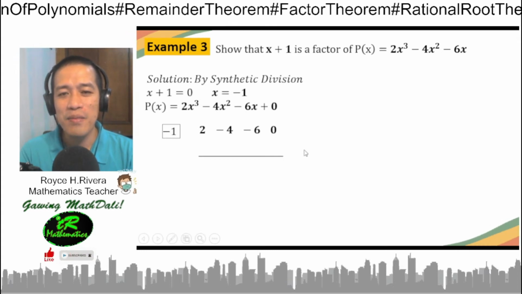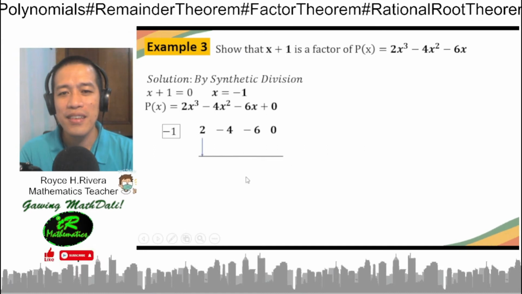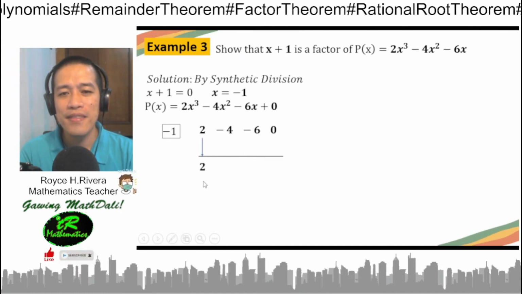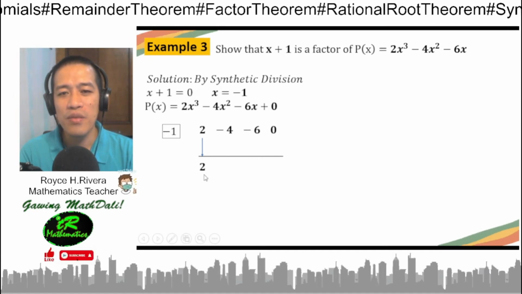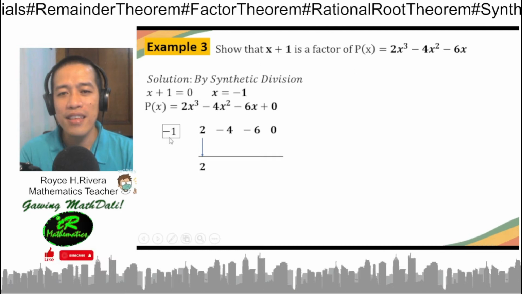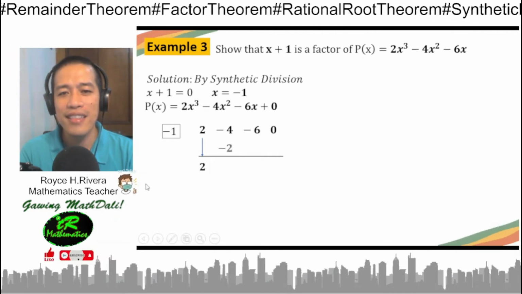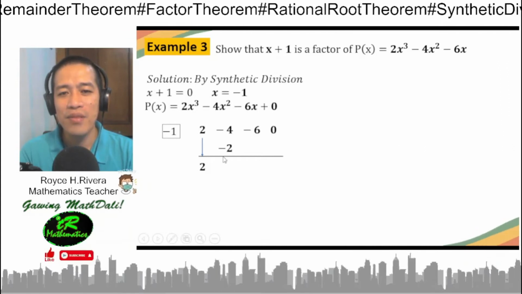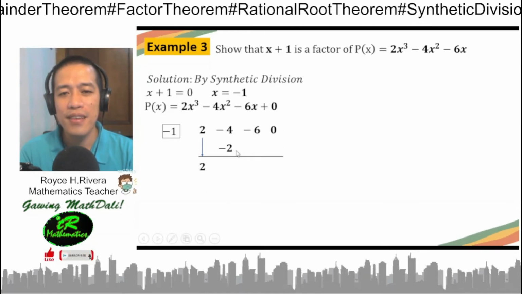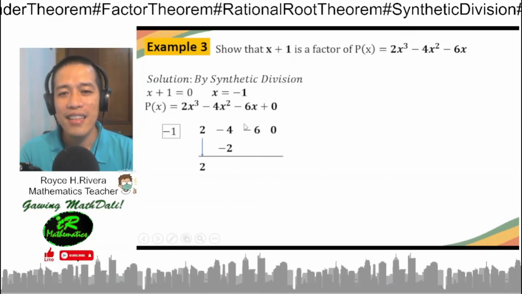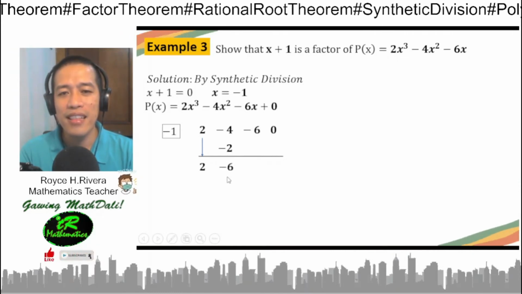So you need to bring down the first coefficient, that is 2. So we bring down 2. Then we multiply 2 by negative 1 and we place it under the second coefficient. Negative 2 is the product of 2 times negative 1. We now add negative 4 and negative 2. We will get negative 6.